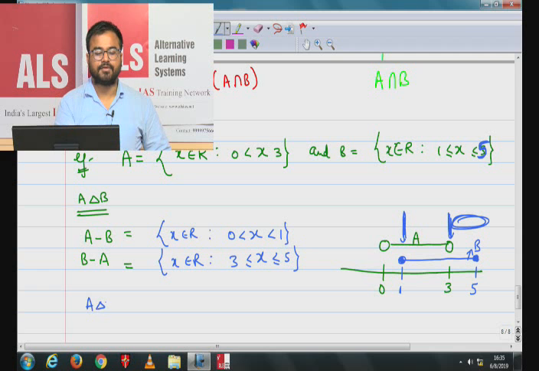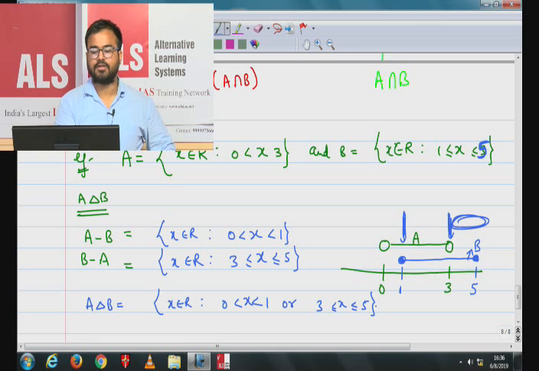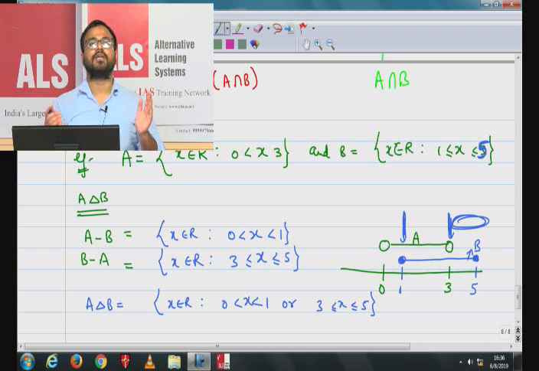Then the symmetric difference will be the union of both of them. So for the union of both of them we can write x belongs to R such that x belongs to 0 to 1, or x belongs to 3 to 5. There should be an OR operator in between since we are taking the union.